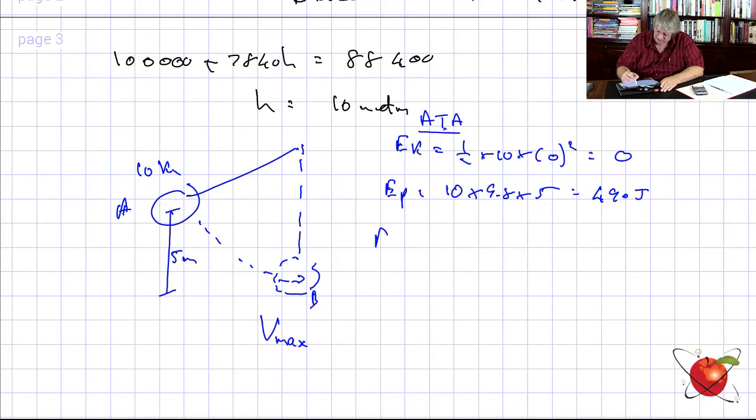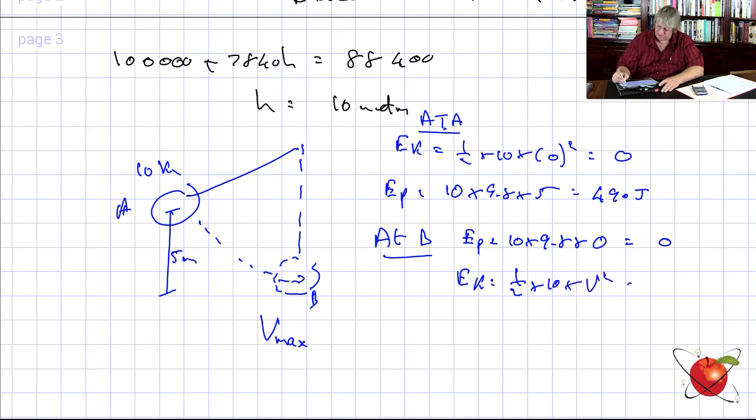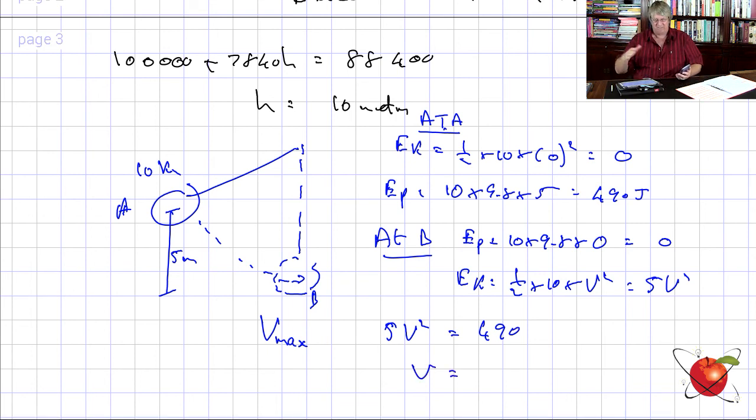Then we say with energy at B, EP is equal to 10 times 9.8 times, what's the height? 0. EK is equal to a half times 10 times, do we know V? Nope, we don't know. So that's 5V squared. Now we put them equal because of the law of conservation of energy. We say 5V squared is equal to 490. Therefore, the velocity of this pendulum, divide by 5 and take the square root.